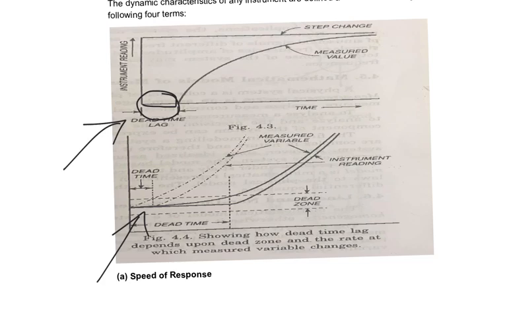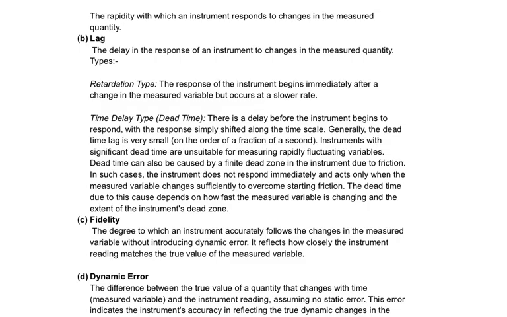So let us look into the formal definition of all the four characteristics. What do you mean by speed response? The speed response is nothing but the rapidity with which an instrument responds to the changes in the measured quantity. The lag is a delay in the response of an instrument to changes in the measured quantity. Types: retardation type and delay time type. In the retardation type, the response of the instrument begins immediately after a change in measured value but occurs at a slow rate.